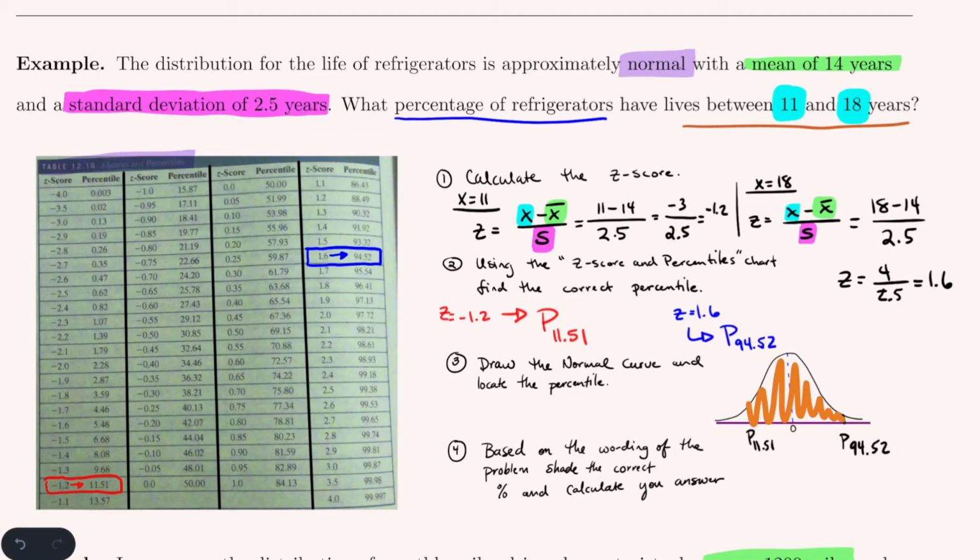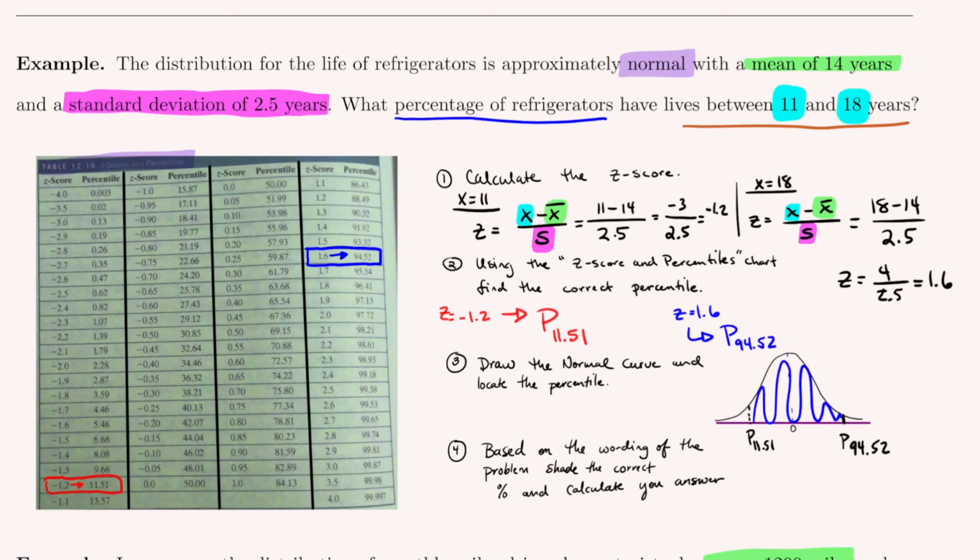Now keep in mind what percentiles tell us. The 94.52 percentile is an overestimate. It's all the values to the left of 94.52. The 11.51 percentile are the values to the left of it. Neither of these directly is what we're looking for. Instead, we want the portion in between these two values, which I have here now shaded in blue.